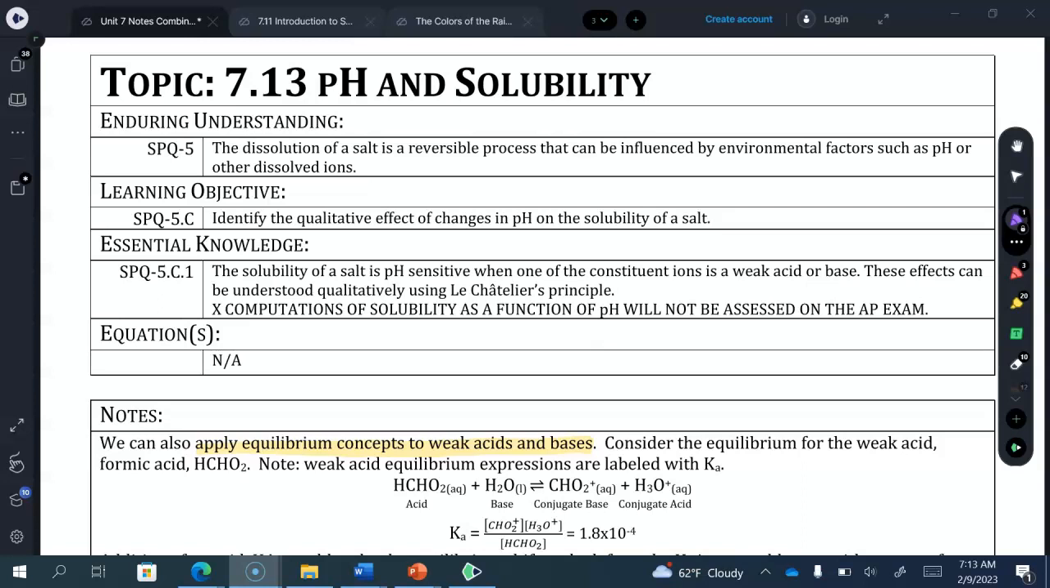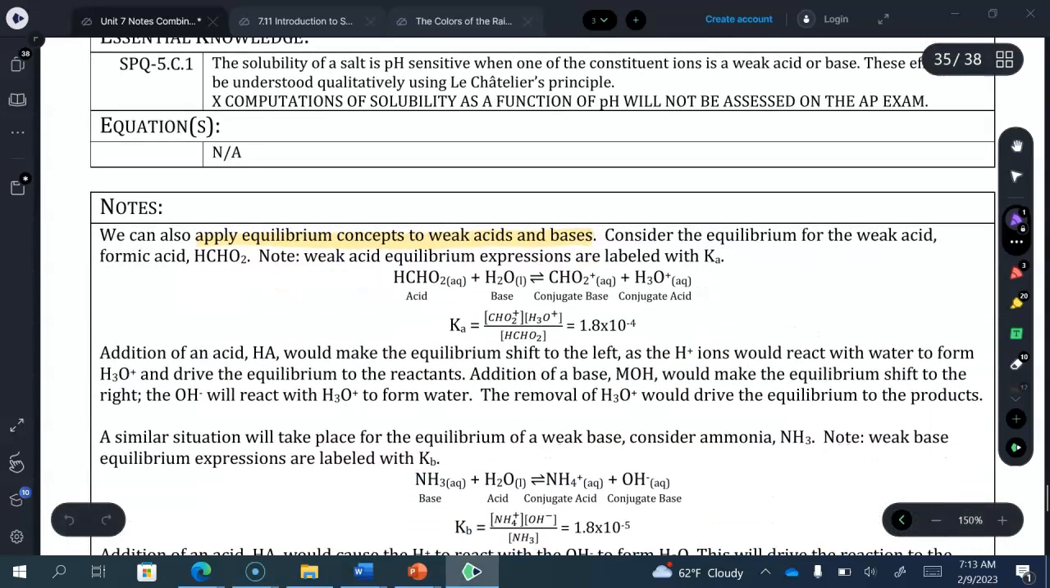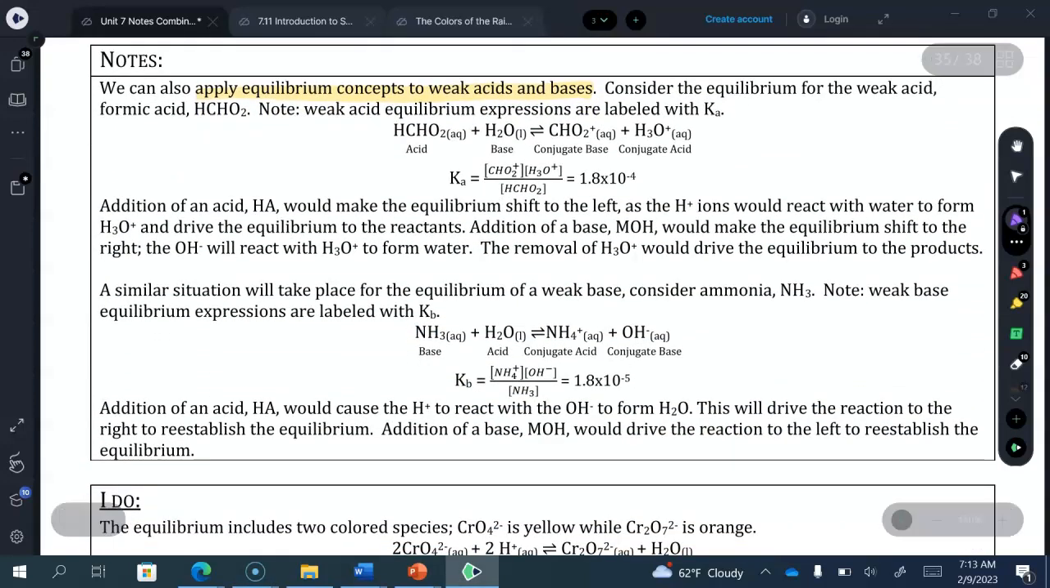Welcome everyone to topic 7.13, pH and solubility. By the end of this, you should be able to identify the qualitative effect of changes in pH on the solubility of a salt. So we can also apply equilibrium concepts to weak acids and weak bases.